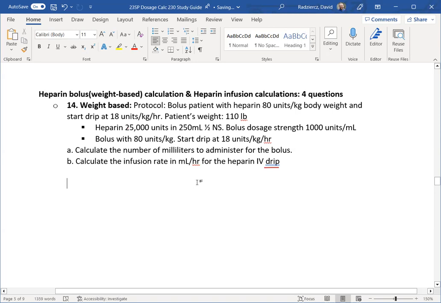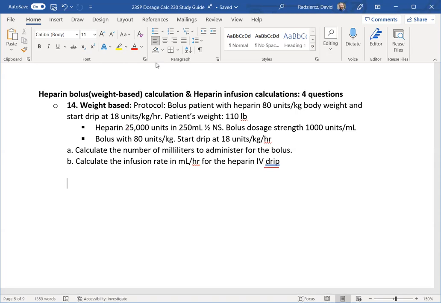Great. So for this, let's just change this up a little bit. Instead of 110 pounds, let's make this individual 175 pounds. Okay, we'll just change it up and we'll use a different variable.